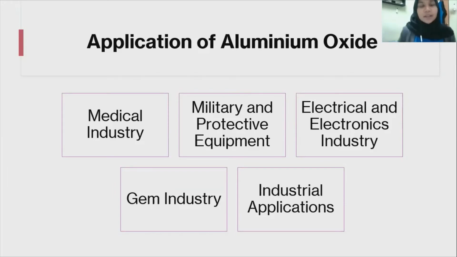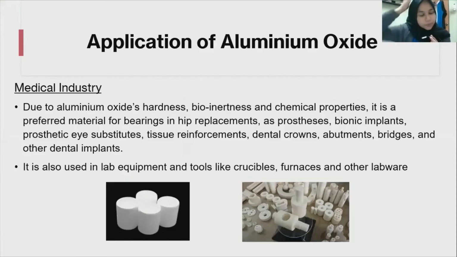Thank you, Hazel. So for my part, I will be presenting on the applications of aluminum oxide in different industries, which consists of medical industry, military and protective equipment, electrical and electronics industry, gem industry, and industrial applications. Next. Okay, so first of all is the medical industry.